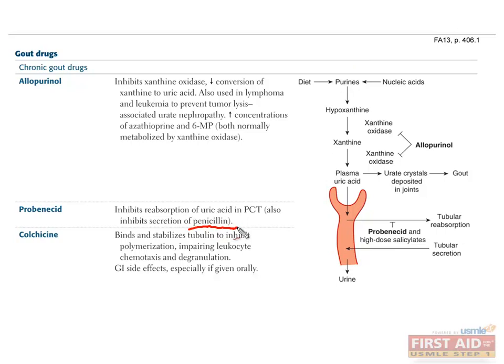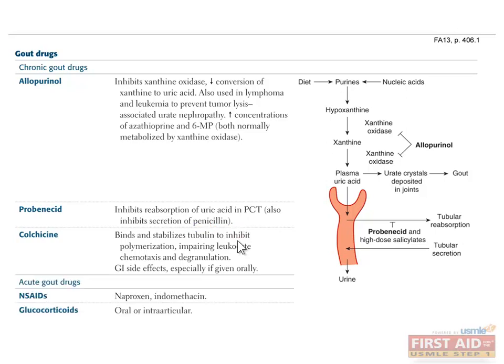The way I like to remember probenecid's mechanism is to remember it starts with the letter P, and it reduces uric acid levels by making you pee uric acid out.